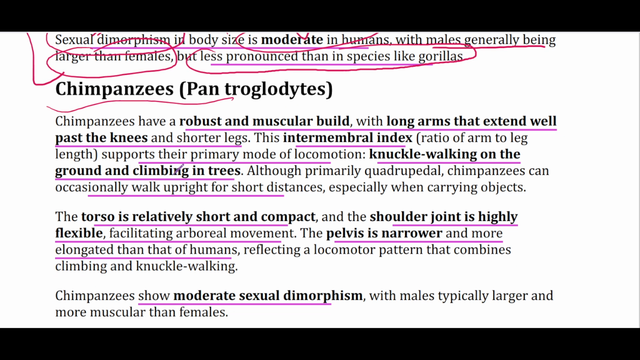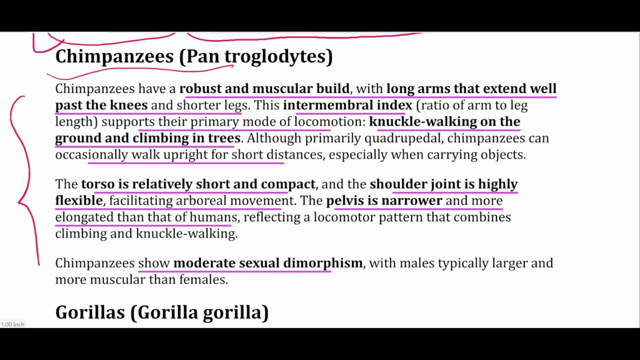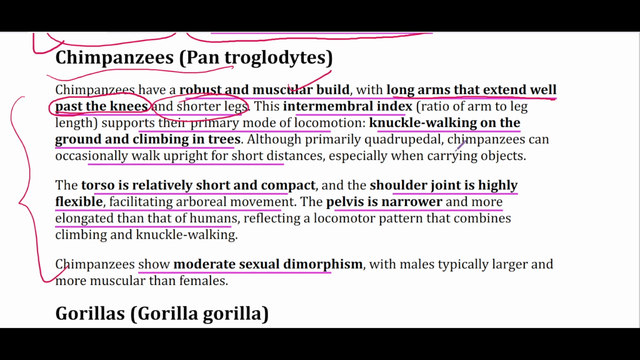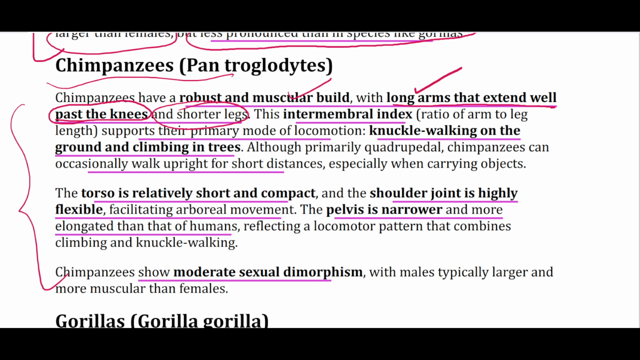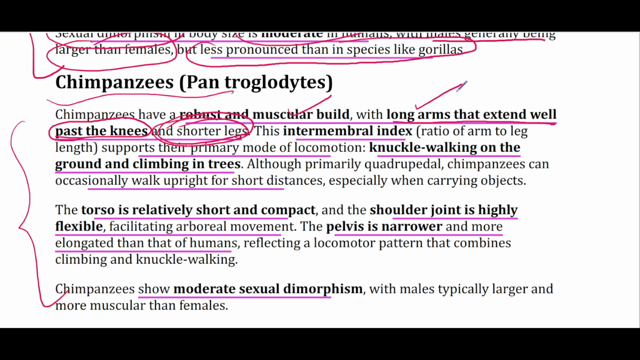Now let's talk about chimpanzees. So they have robust and muscular build with long arms that extend well past their knees, and they have shorter legs. So you can see here, arms are very long and legs are shorter, which is this proportion, it is inverse to what we have in humans.